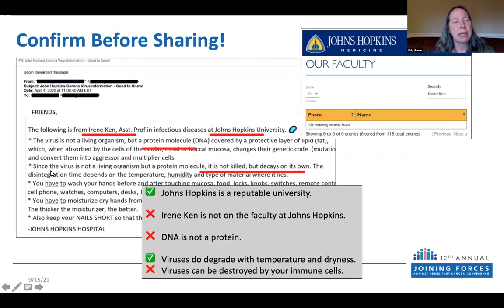They make the statement in here that viruses aren't a living organism, but a protein molecule, it's not killed, but decays on its own. So viruses can degrade with temperature and dryness. That is true. But viruses can also be destroyed by your immune cells, and we rely on this in terms of immunity. So there's information in here that's not accurate.